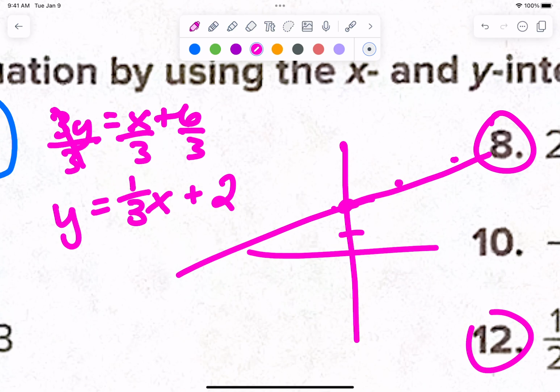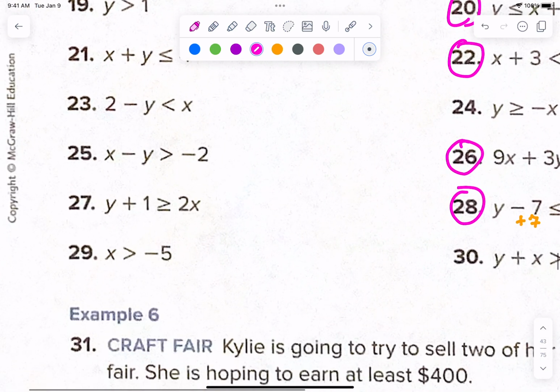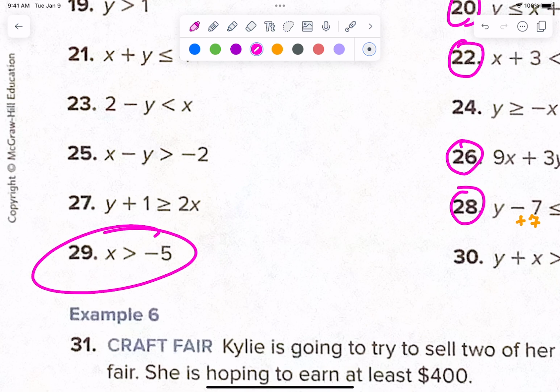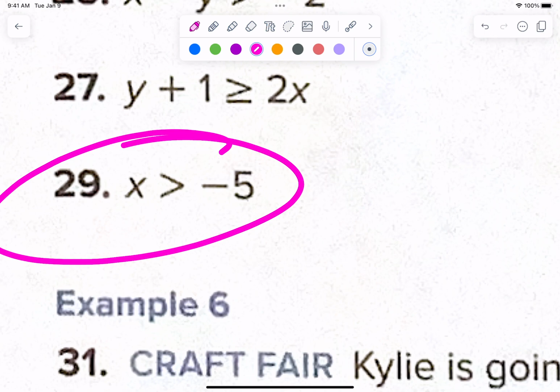All right, last one. Let's do 29. He's already solved for you. Do 29, then we'll be done. Boys, do 29 and then you're done. I thought it looked easy. You think it is easy? Good job. X is greater than -5. Graph him.